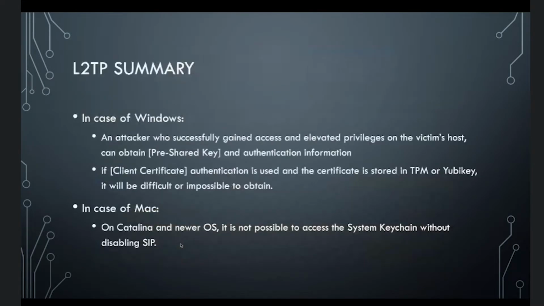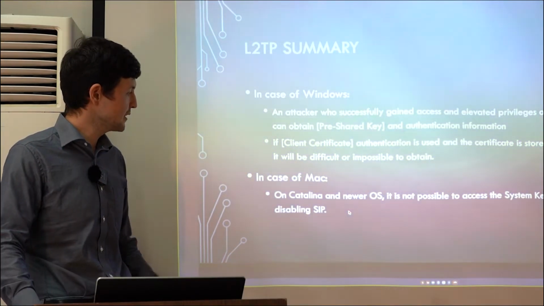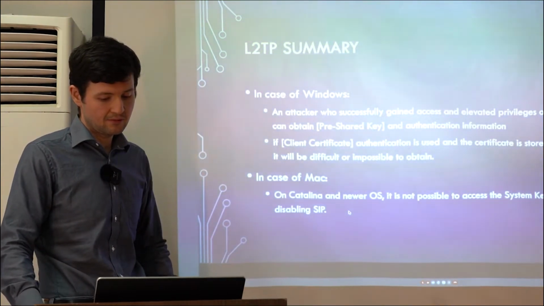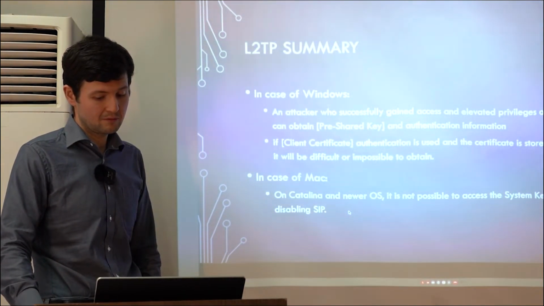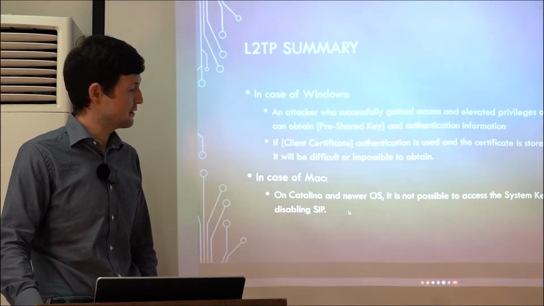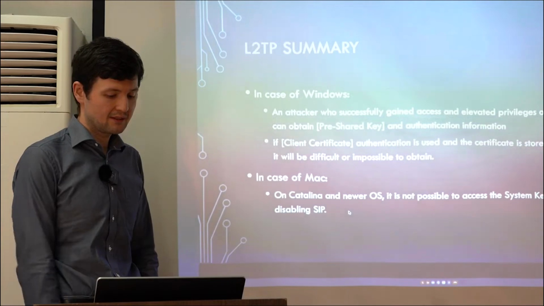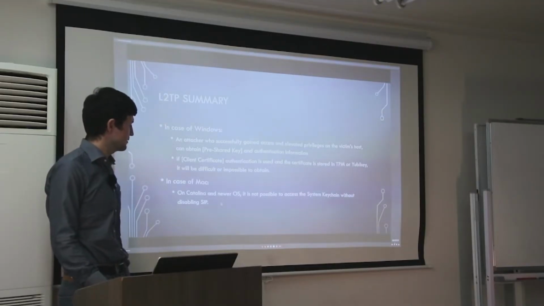To summarize: in Windows, L2TP and PPTP can be secure, but you just need to use client certificate or machine certificate authentication, and the certificate must be stored in the TPM or at least a YubiKey, so the attacker can't obtain it. On the Mac, any type of VPN connection will be much safer than on Windows, because the system keychain can't be accessed without disabling SIP.